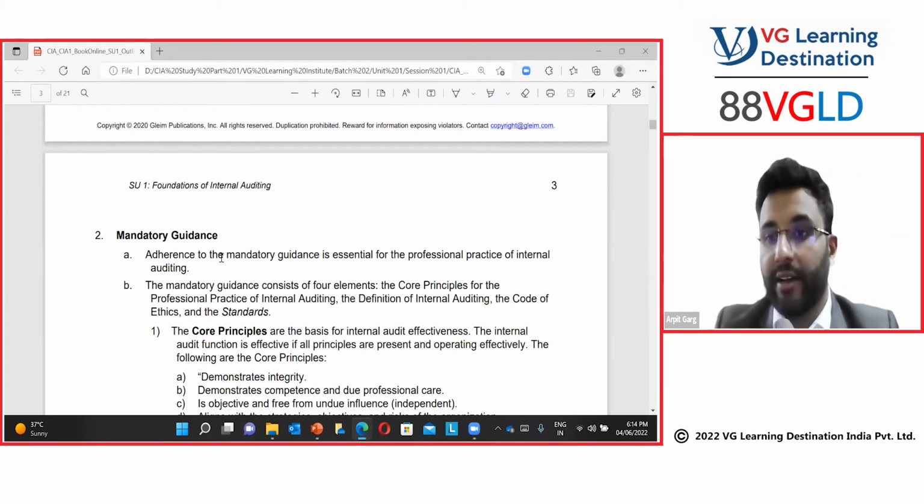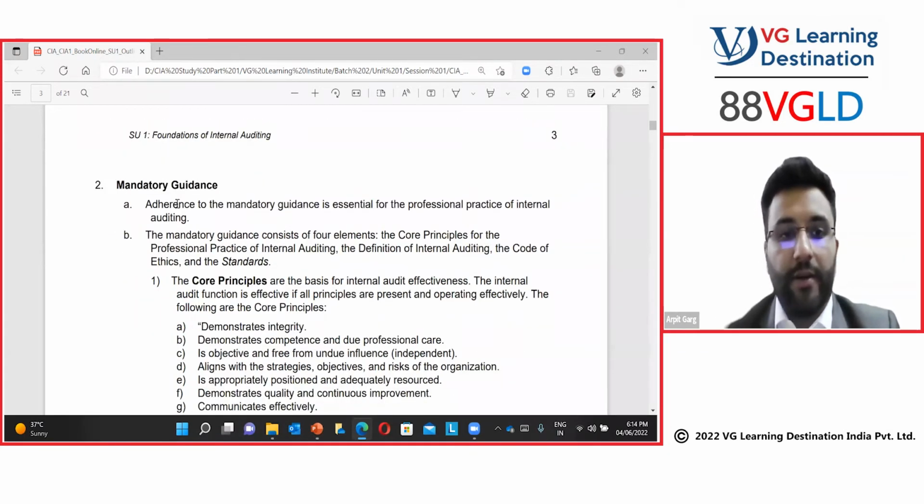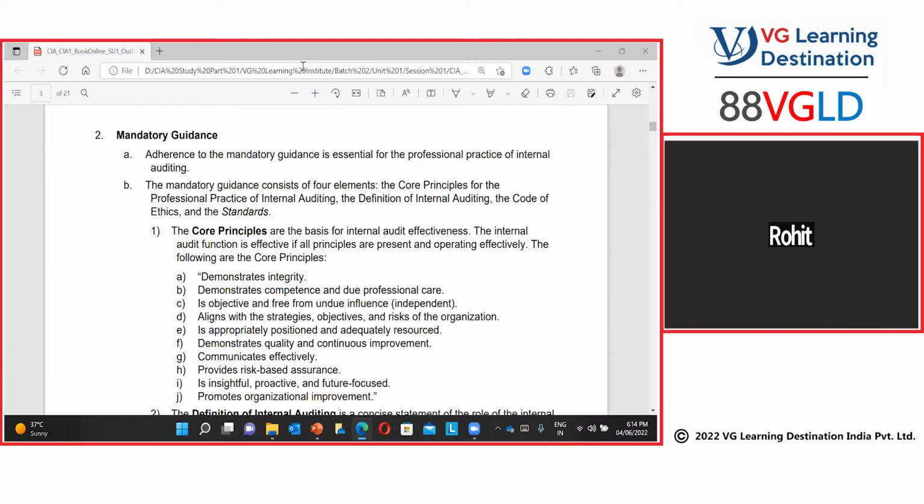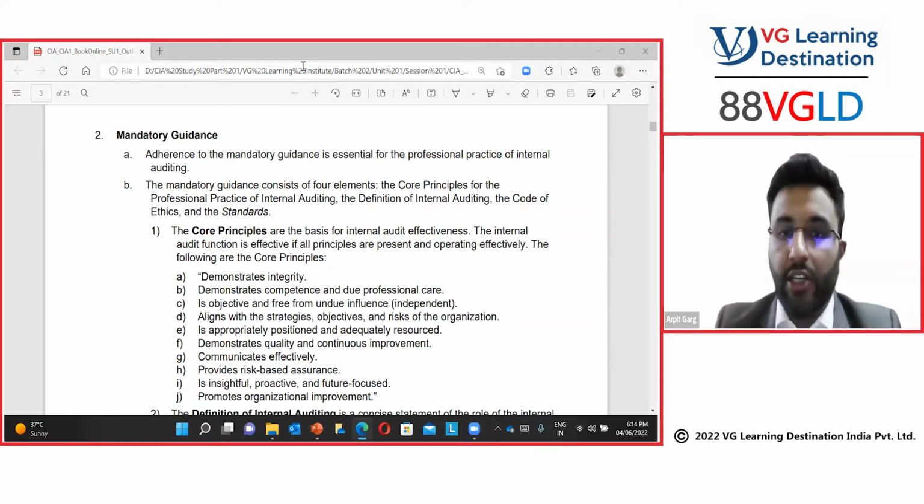Now coming on to mandatory guidance, folks. Let's take this up. It says adherence to the mandatory guidance is essential for the professional practice of internal auditing. The mandatory guidance consists of 4 elements. What are the 4 elements? The core principles, the definition, the code of ethics, and the standards. Now there are a total of 10 core principles. How many total principles are there? The total is 10 core principles. Okay, all right. So 10 core principles.